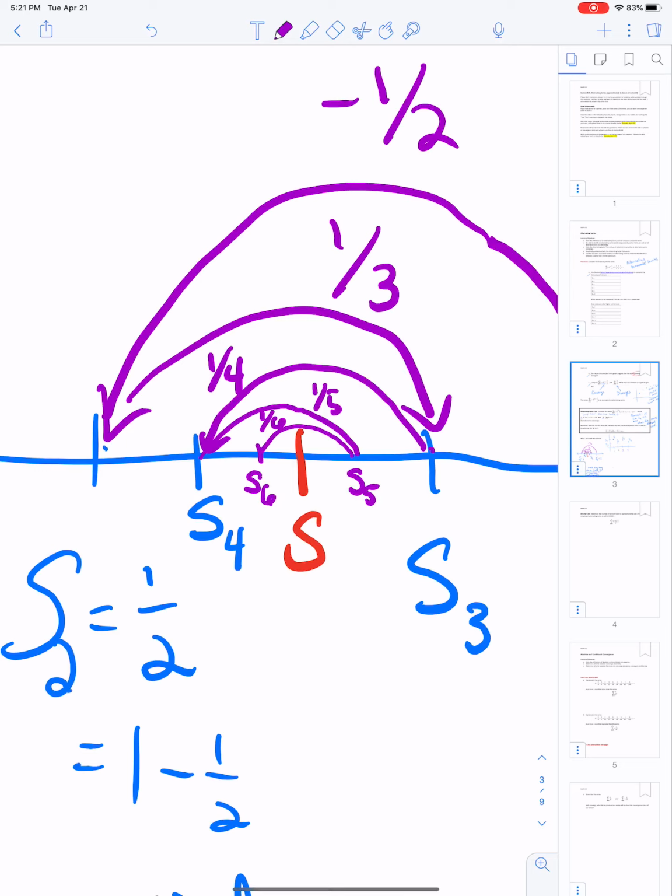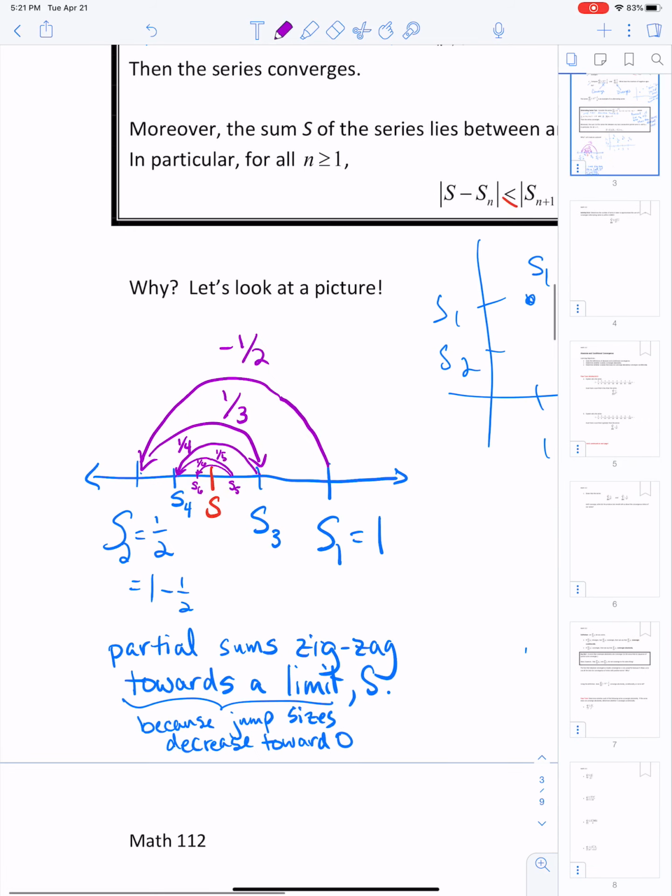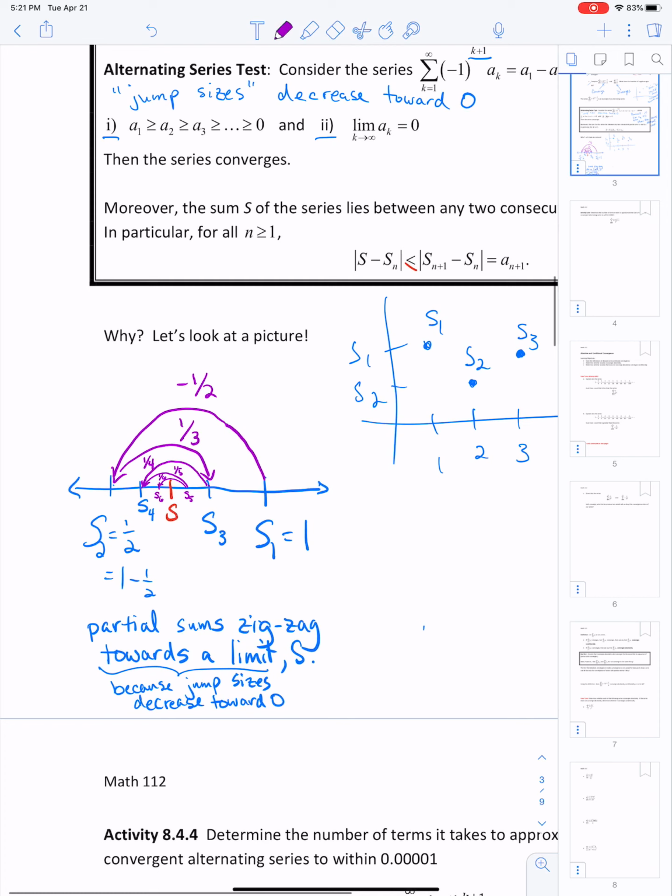So what you're seeing then is that the zigzags, the amount that we're jumping by, is decreasing. And so eventually, if I'm looking at this picture, the partial sums are clustering at S. Okay, so that's kind of a heuristic graphical picture of why the series converges.